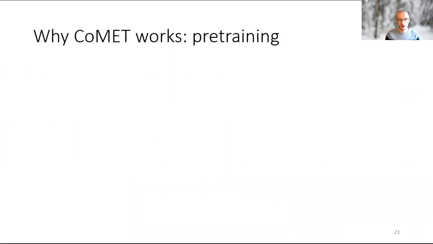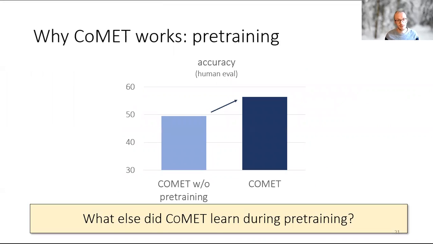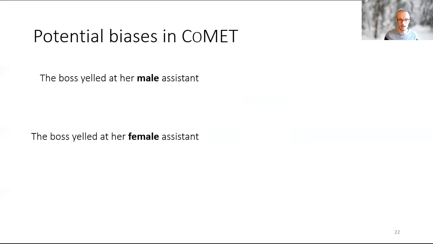So part of the reason why COMET works so well is pre-training, which seems to give the model some knowledge that it can use to make these inferences better, as evidenced by this ablation. But this raises the question of what else COMET learned during pre-training.